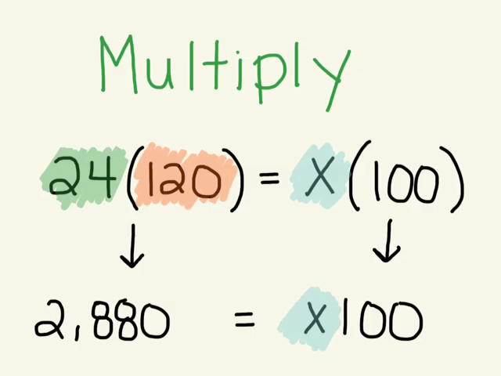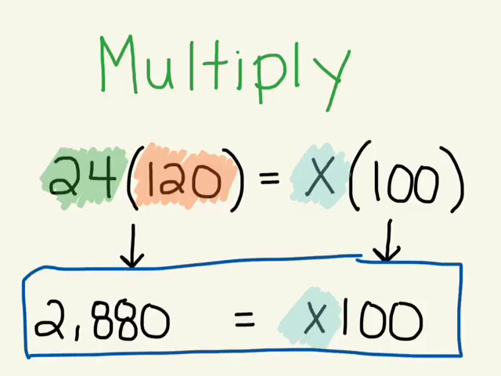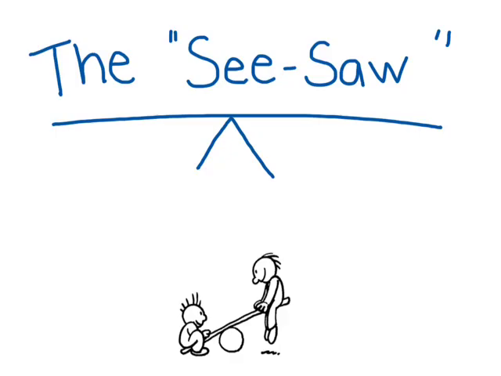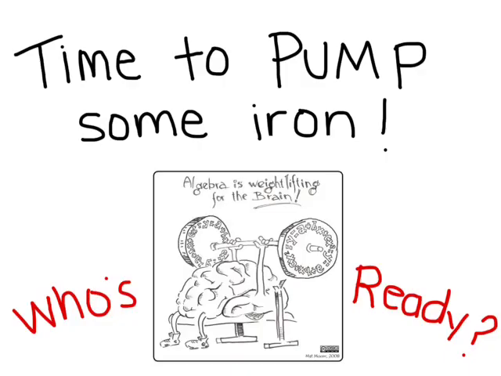After you've set up your problem with your cross multiplication, you are going to then multiply. And you're going to end up with these numbers here. Who can tell me what the next step is going to be? Good. The next step is isolating the variable. To isolate the variable, you can use the seesaw method. Who thinks they know how to do the seesaw method? I'm going to have you come up here and demonstrate it on the next problem.